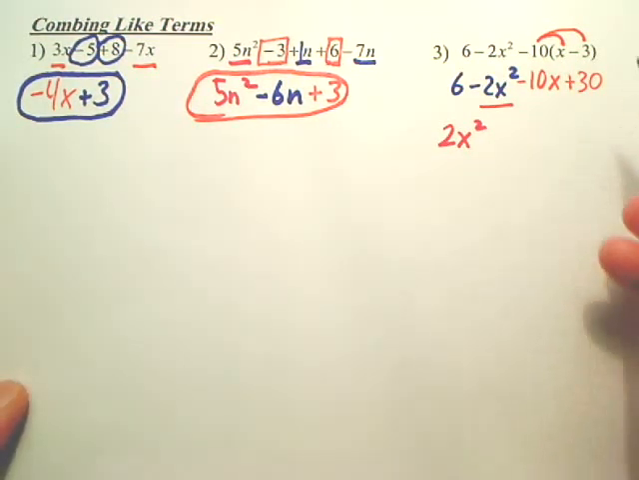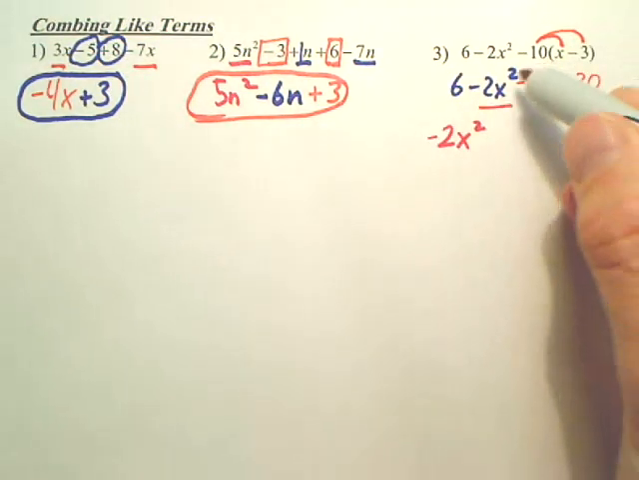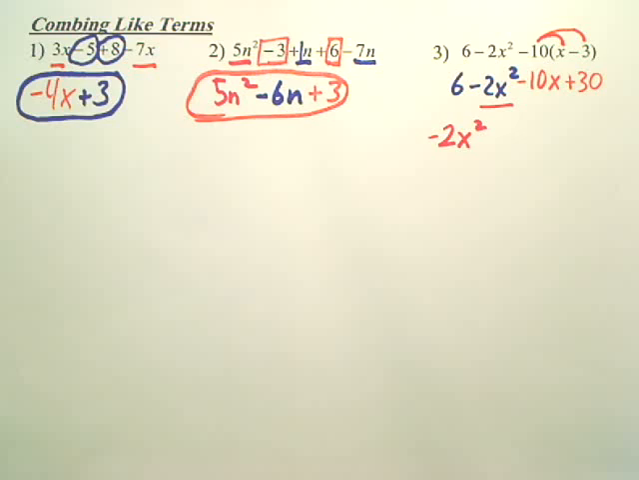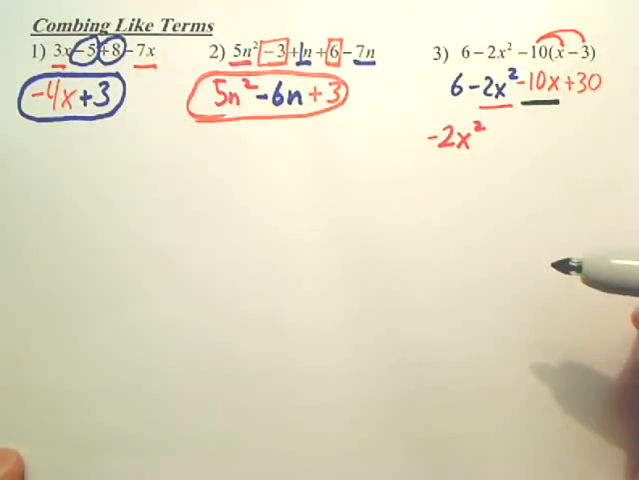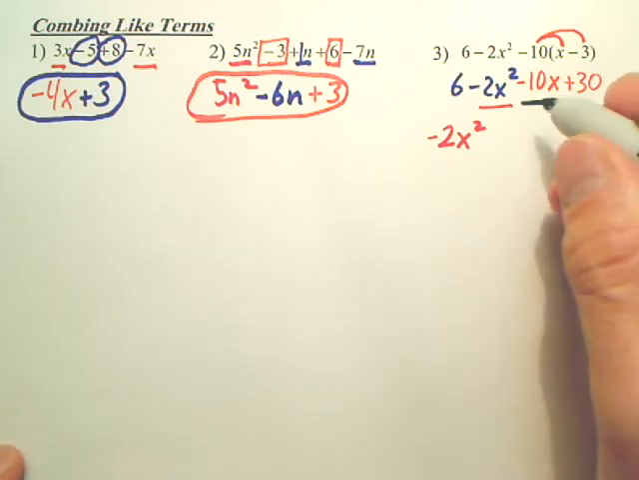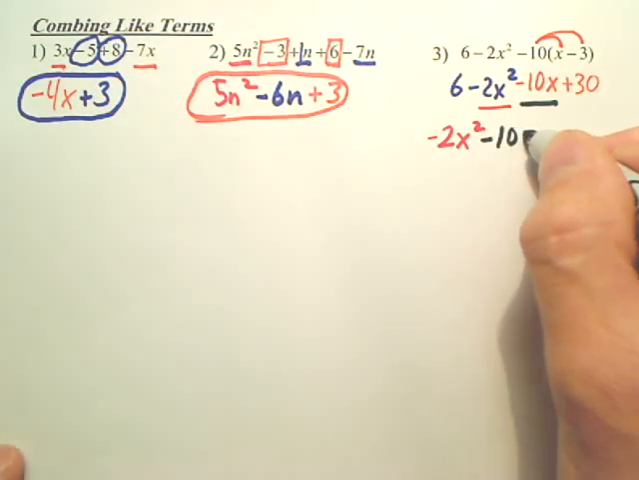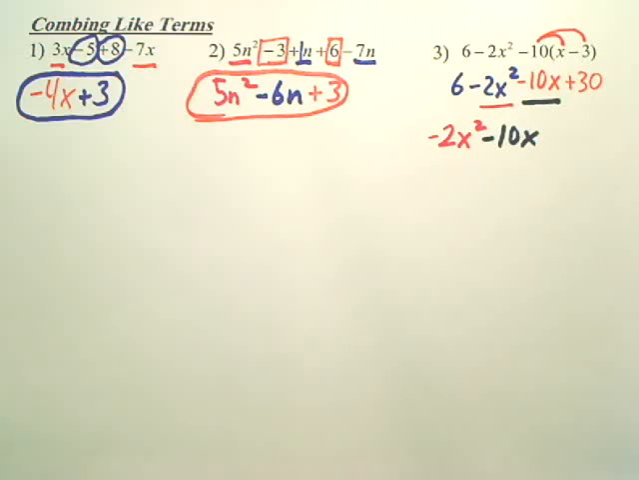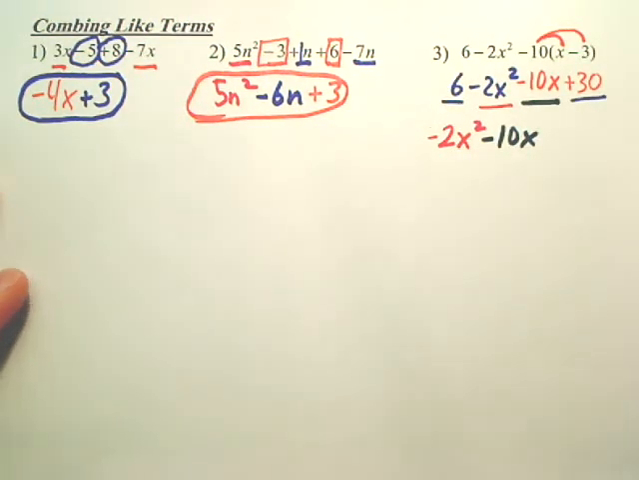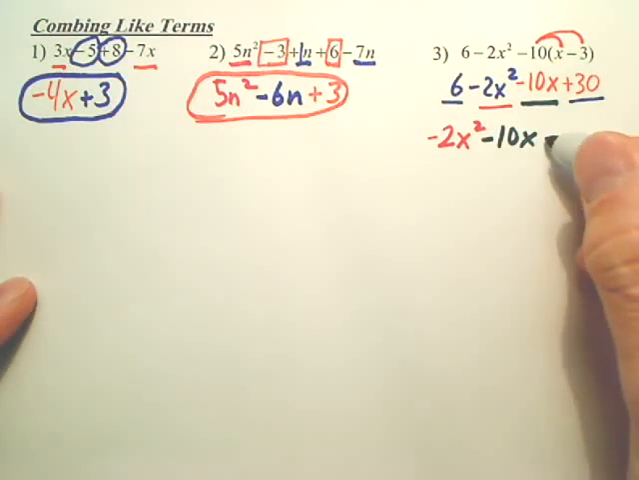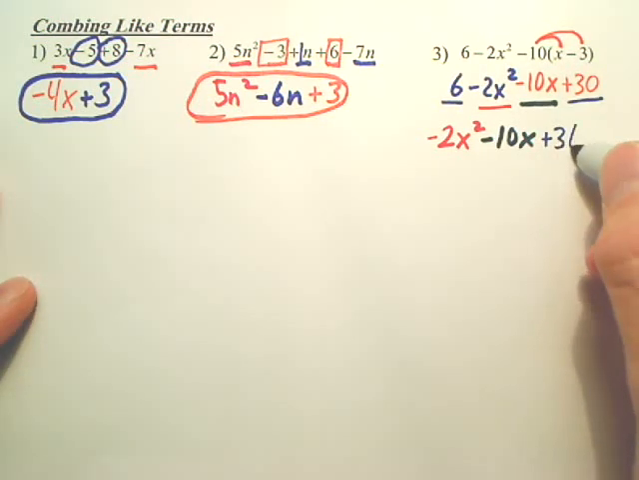Now, next are the x's. That is a negative, right? This is a negative 10x. Any x's to combine with that? No. So that's just negative 10x. Lastly, we have 2 numbers, a 6 and a 30. Those combine to give us 36.